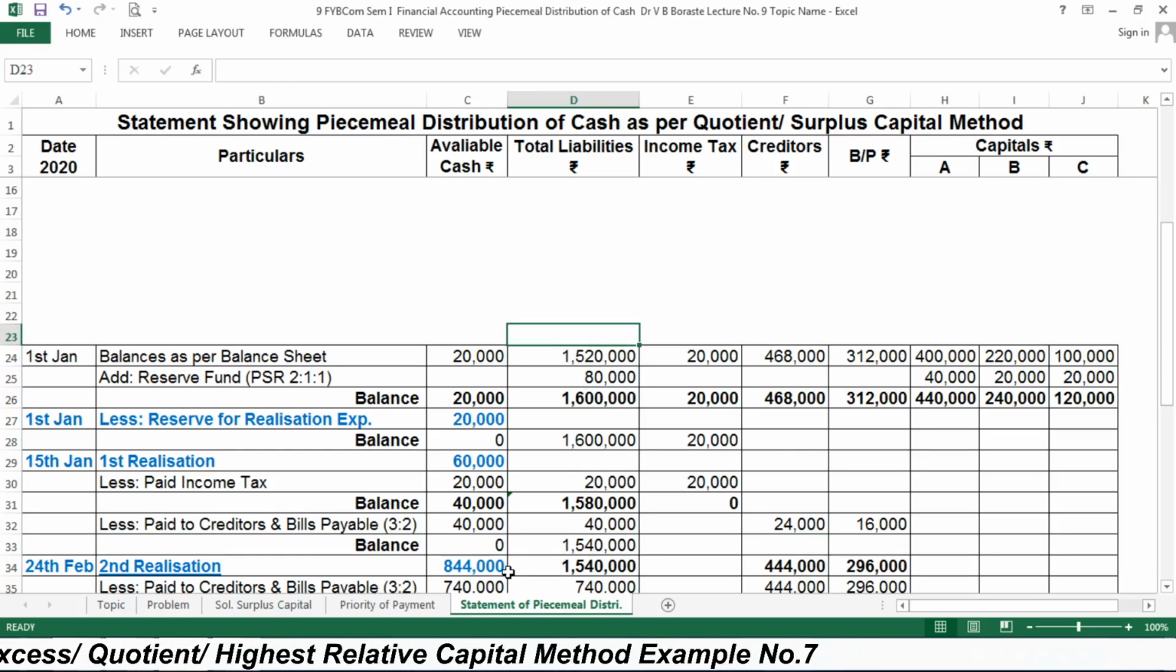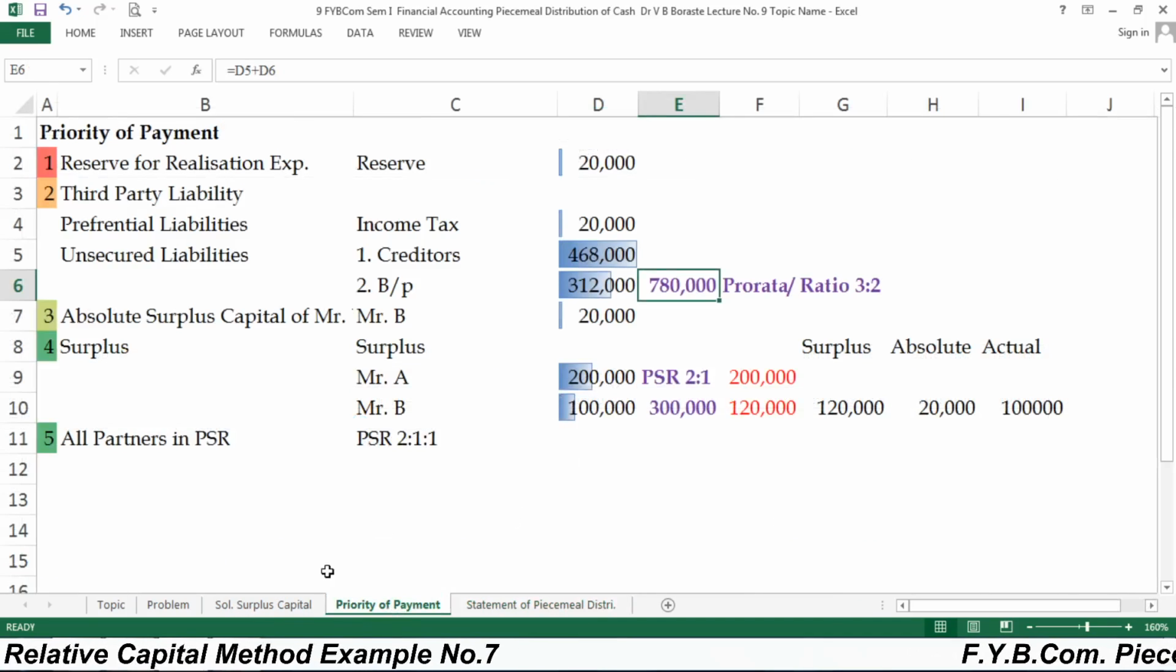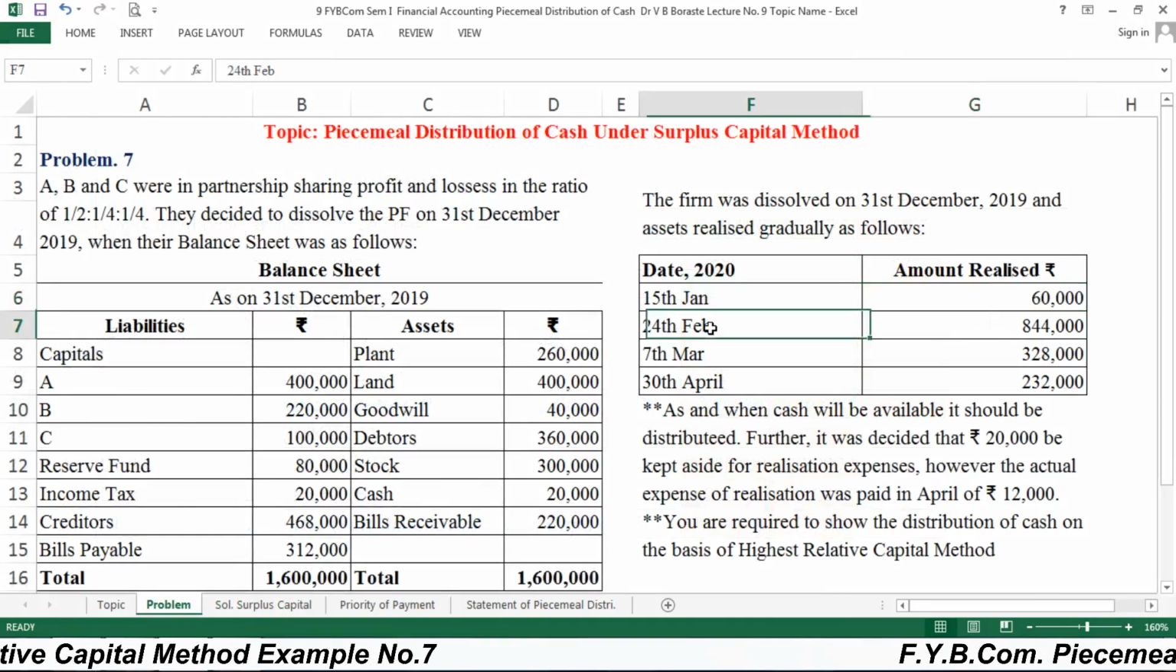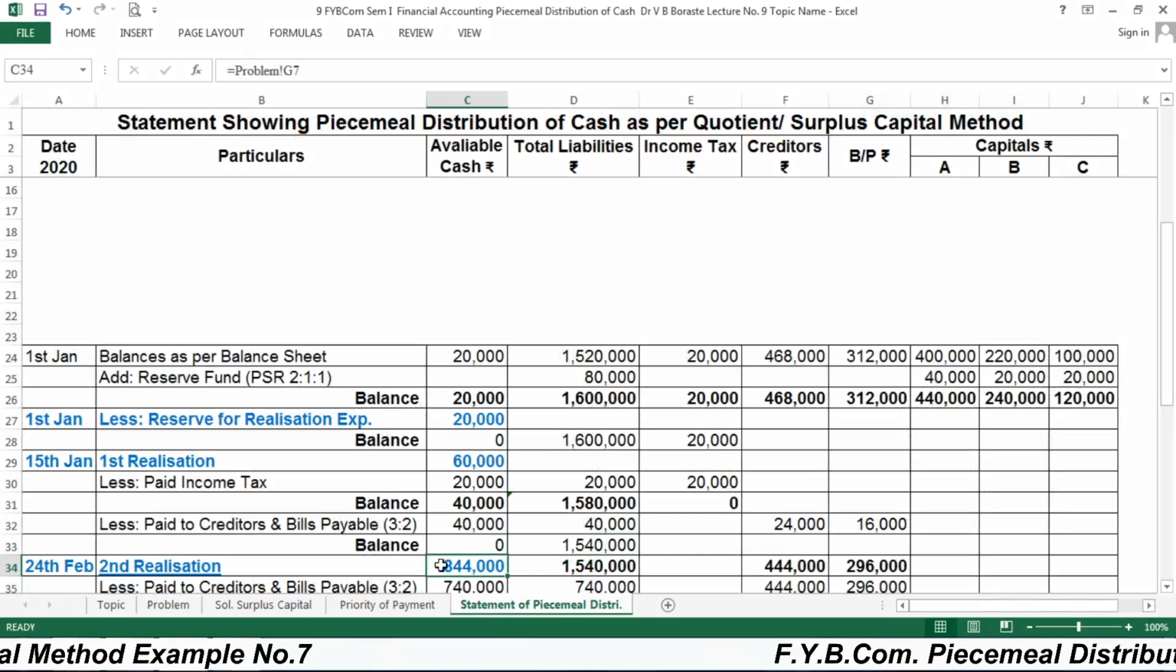So with this you can see here the balance of cash has become 0 and total liability is 15,40,000. So after the payment of 40,000 to creditors and bills payable, after that we can call our second realization, which is on the 24th of February, 8,44,000. So now we have a sufficient balance here.